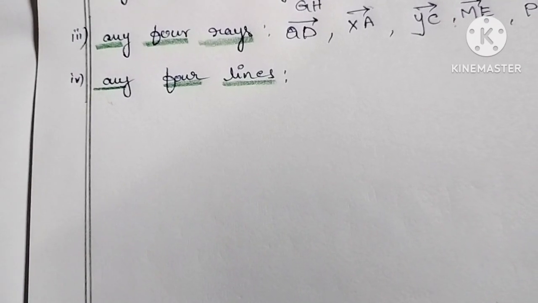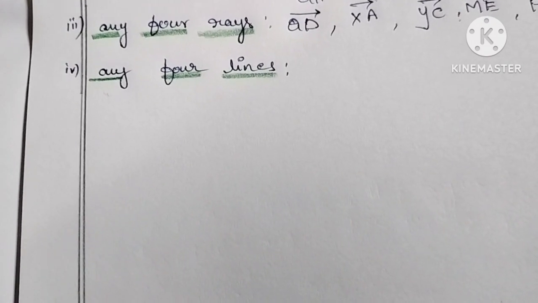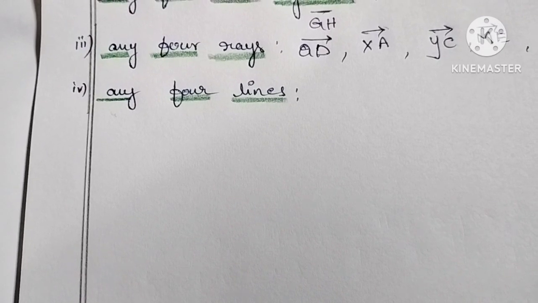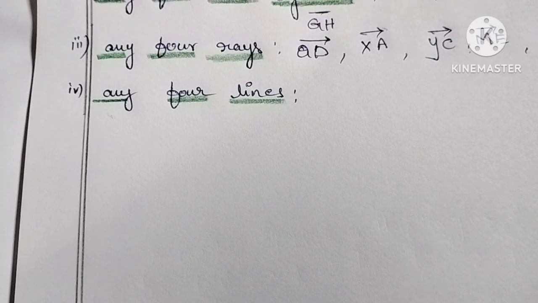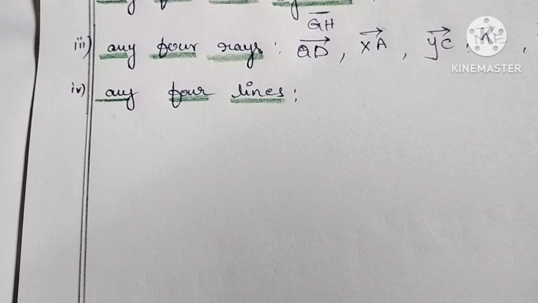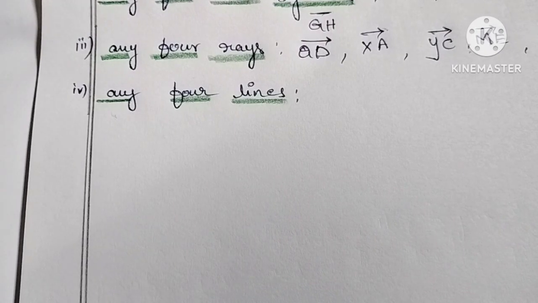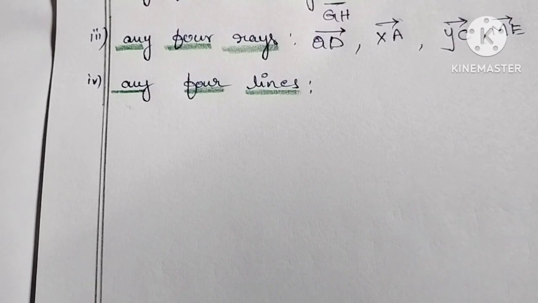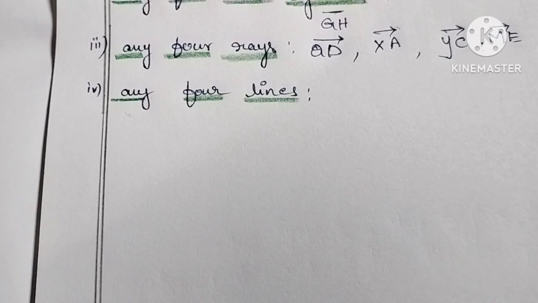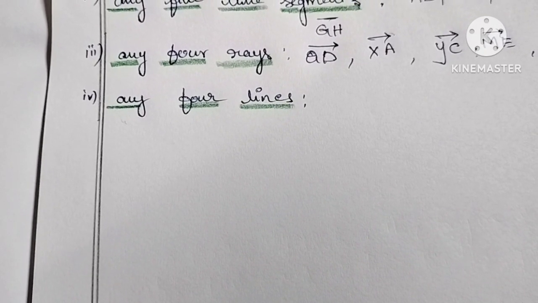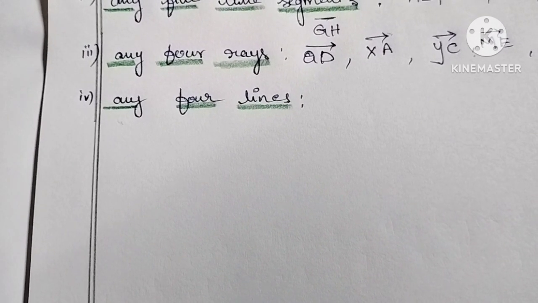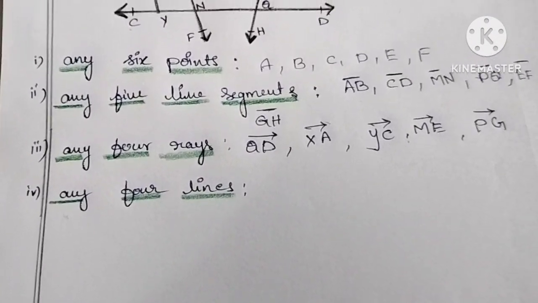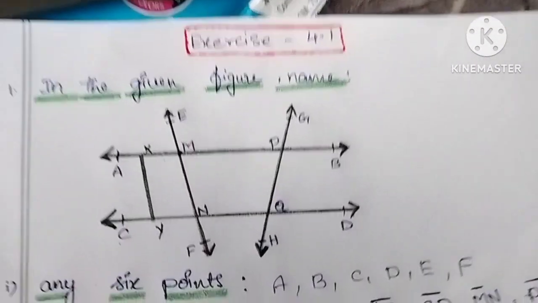So name any 4 lines. Fourth one. So now we have to know what about a line. So a line is a set of collinear points. Collinear points means what? 3 or more points lie on the same line. We can call it as a collinear points. So a line is not having any curves, and it is extended limitlessly in opposite directions. So that is the definition of a line. So in this diagram we have to find out lines.